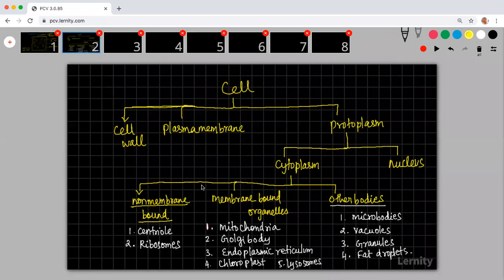I will explain what a microbody is, all these things. Just write it now. I'm going to explain one by one. You will know everything at the end of the chapter.